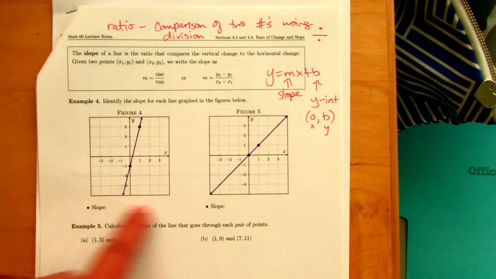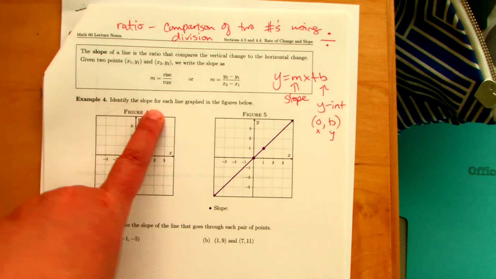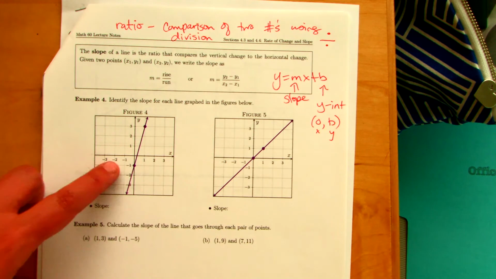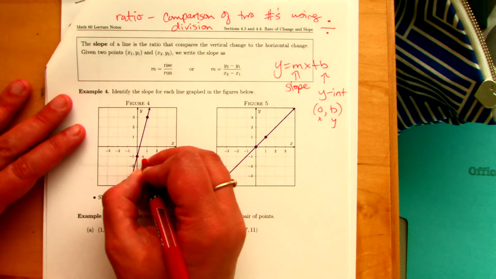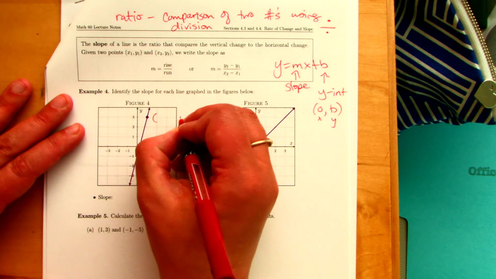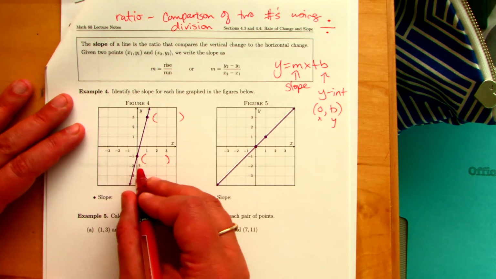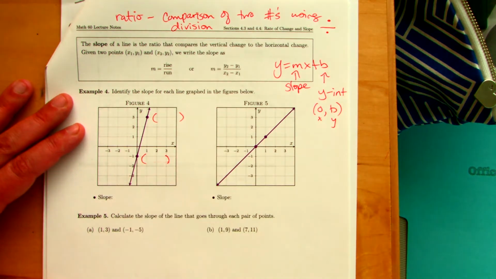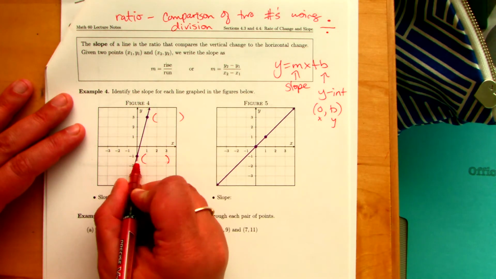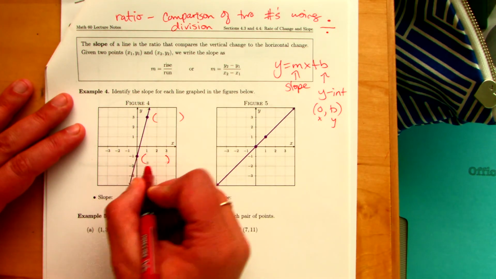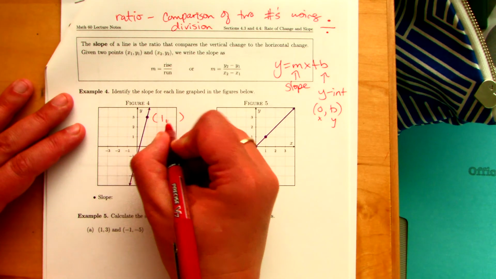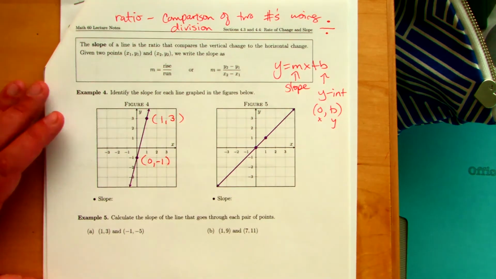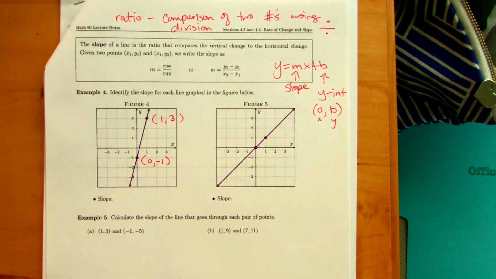So on this graph here, identify the slope of each line graphed. What we're going to want to do is identify what the points are. So let's put some ordered pairs on these. What's the ordered pair for that y-intercept? This one right here. 0, -1, and this one is 1, 3. Okay, yes, because I said y-intercept, that's why I wanted to get that one that's on the y-axis.